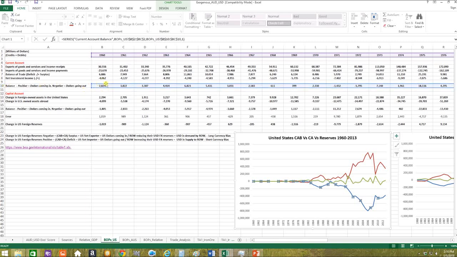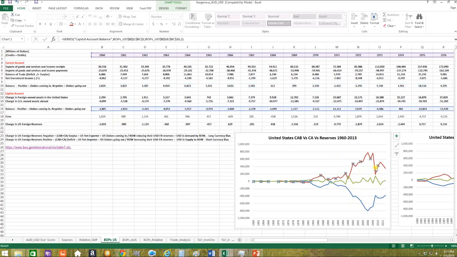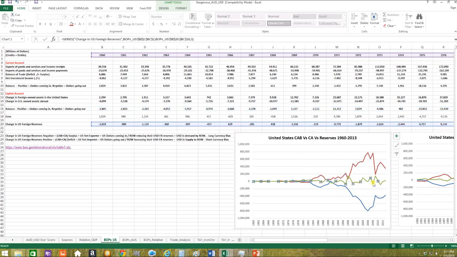And this is the current account balance itself in 1960. And we have all the data going up to present day. And if you click on the capital account balance, it is in row 16. And the balancing item is basically the inverse of the error. So it's the error inverse and has to be added back in.